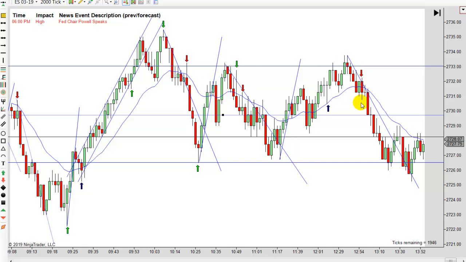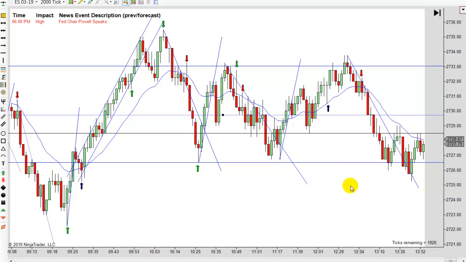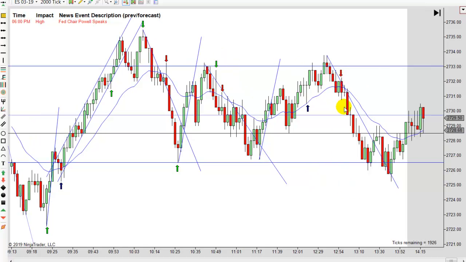So that's how I was looking at that by that time, and you got enough room to get out. Notice how we did get a little resistance there. We kept going, so you could have got a nice little move.